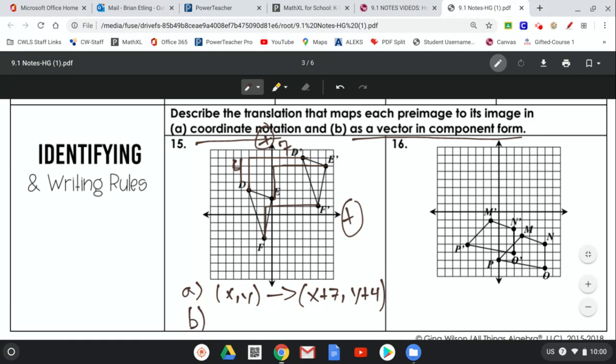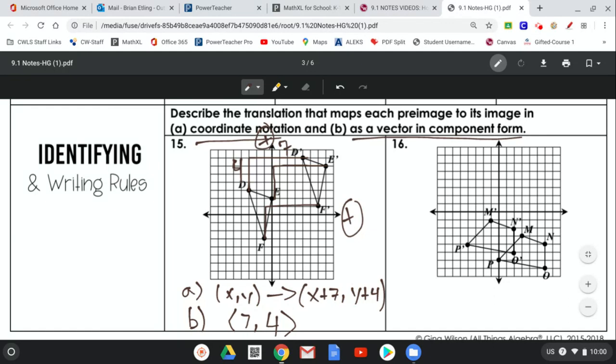So for this, all you have to do is you put those kind of odd shaped brackets, and it says x plus 7. So guess what? 7 goes right there. Y plus 4, 4 goes right there. So our work is already really done for us from part A. We just have to write it in vector form. So looking at number 16, make sure we're always going from the pre-image to the image. So make sure we're going from M to M prime.